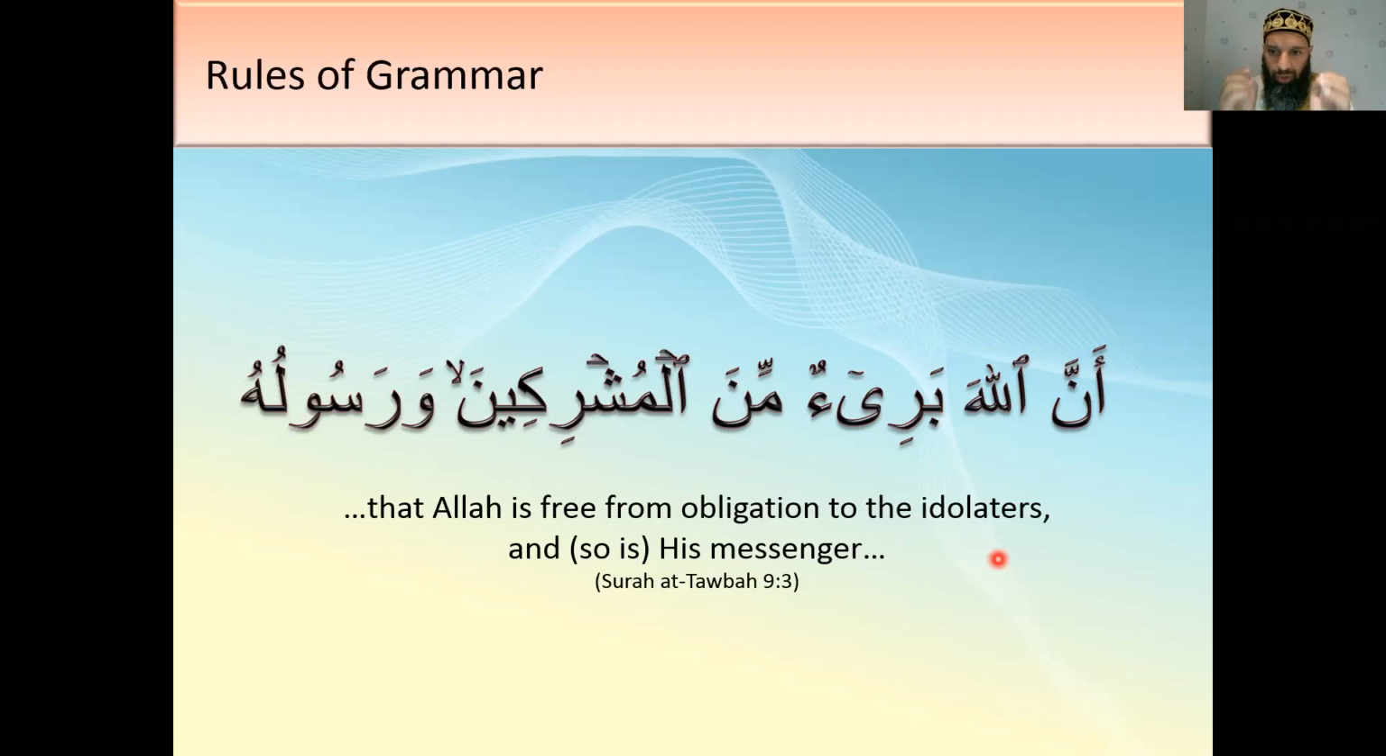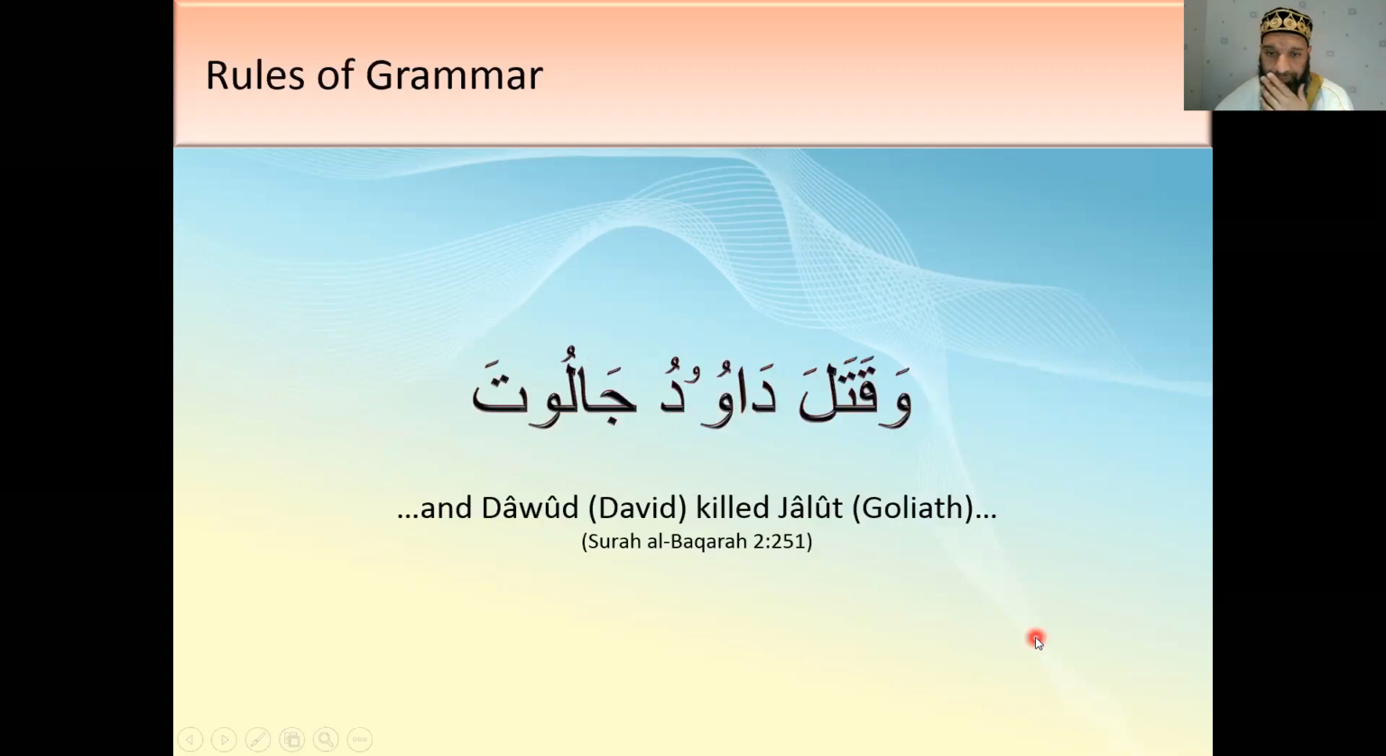So I didn't go too much into grammar, but just a few items I did need to go in, and that was this verse that I talked about. Anna Allah bari'un min al-mushrikeena wa rasuluh. It was reported in the previous times that Umar radiallahu anhu heard somebody reading this wa rasulah, and it changed the meaning. Or wa rasuli, one of them too. So grammar was then written down.